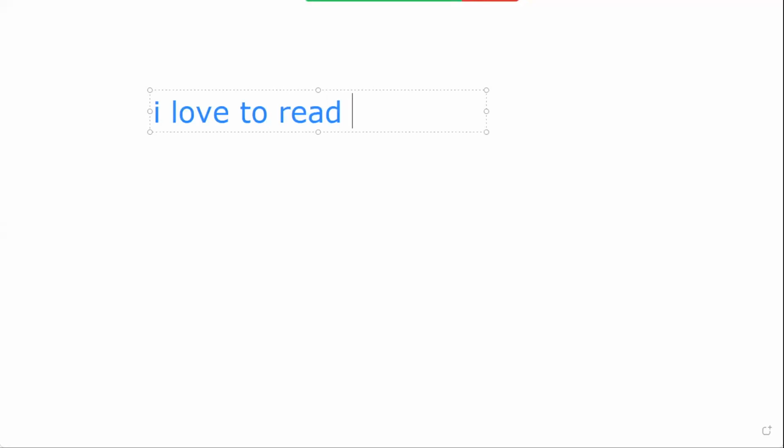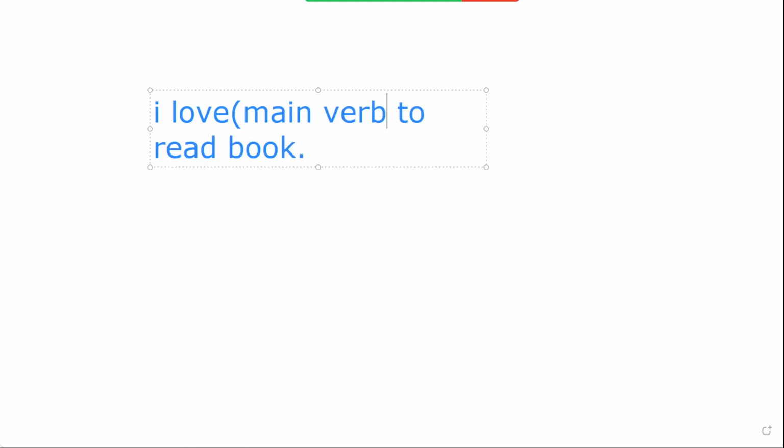If this is a sentence, can anyone tell me how many verbs are in this sentence? Two verbs, ma'am. First is love and second is read. Love is of which type of verb? Main verb. Very good. And to read is of which type of verb? Supporting verb, infinitive form. ठीक है, यहाँ तक हमारे को क्लियर है.